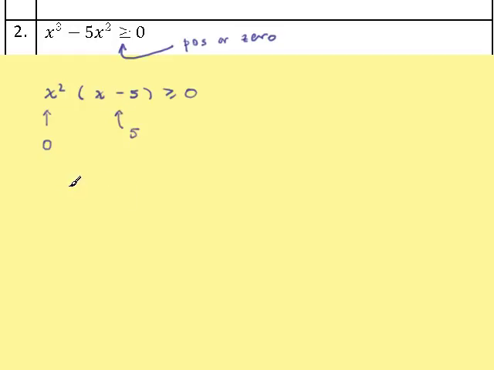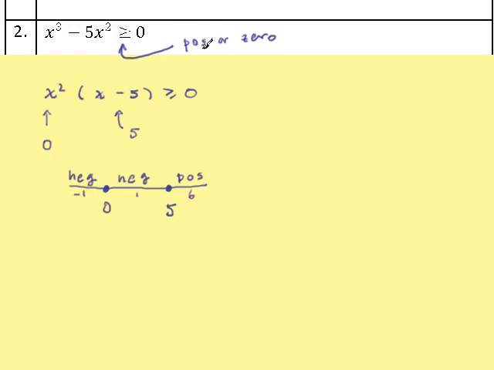So we're going to put 0 and 5 on the number line, both with closed circles, because that's where our polynomial is equal to 0. Now, to the right of 5, if we substitute in like 6, for example, we have positive, positive. In between 0 and 5, if we substitute in 1, for example, we have positive, negative, so that would be negative. And let's say to the left of 0, if we substitute in negative 1, we again have positive, negative. So again, negative.